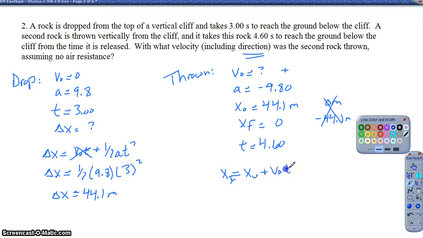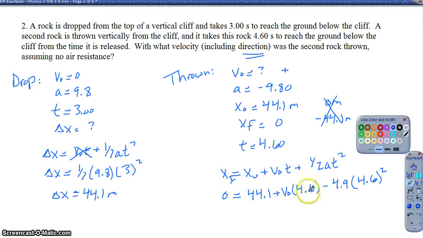So if we set up this relationship, just my delta x relationship, I have my final and my initial as different positions. So my final was 0, this was 44.1. My initial velocity is not 0, that's what I'm solving for, but I know my time, and that's the big key. And then my acceleration was negative, so I'm going to write that as negative 4.9. And again, I know my time. So looking through this, the only measurement that I don't know is v sub 0.